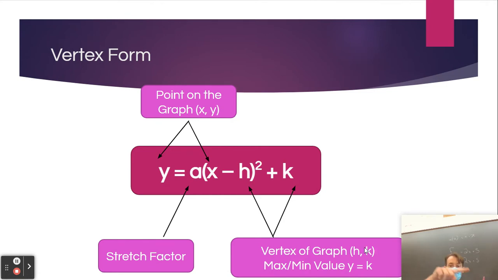Because the vertex is either going to be the maximum if the parabola opens downwards, and so the y value would be the maximum value of the parabola. If the parabola is a bowl collecting rain, if a is positive and it opens upwards, then the vertex is the minimum, and that value of the vertex would also be given by k.